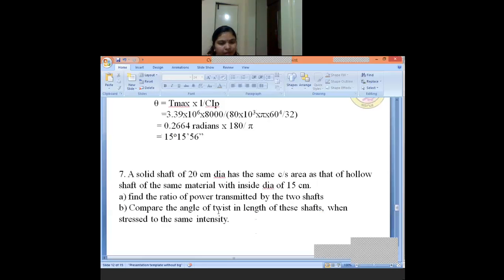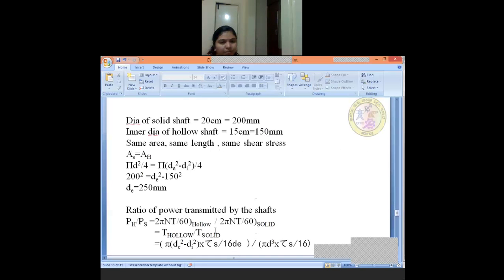So here it is telling the solid shaft is 20 centimeter diameter and the hollow shaft of same material with inside diameter is 15 centimeter, and the ratio of power transmitted by solid shaft and hollow shaft. Also compare angle of twist by solid and hollow shaft when stressed to same intensity. So I know the solid shaft is 20 centimeter. The hollow shaft has DI 15, same area, same length, same shear stress.